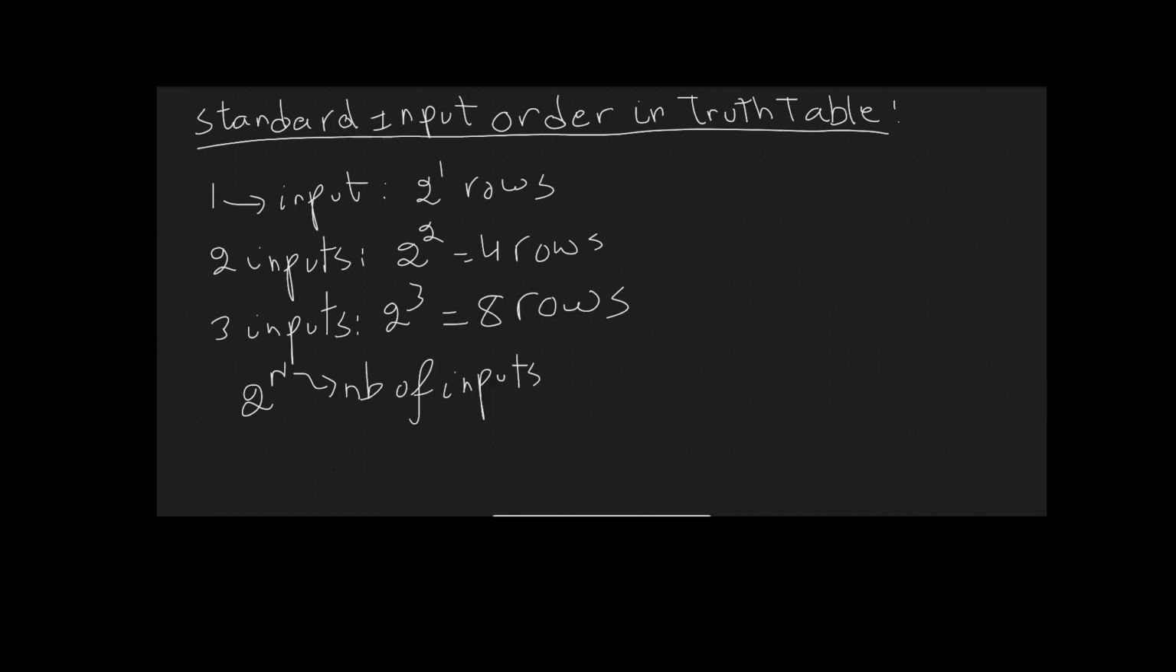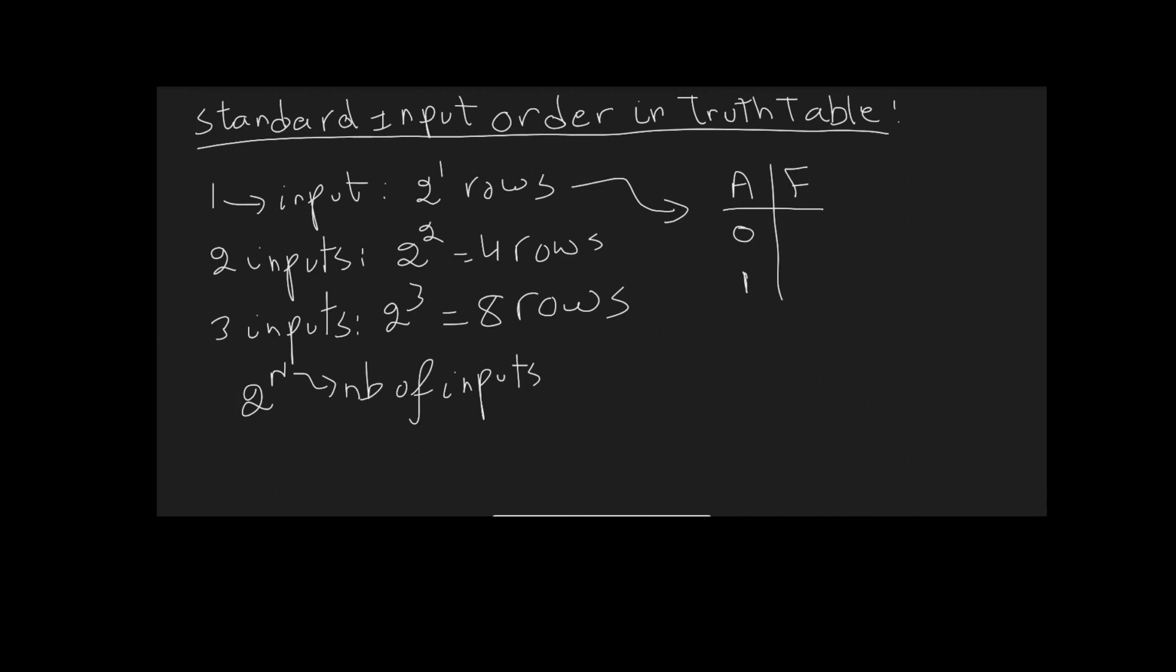But the question is, does the order matter in how we lay out these rows? It does, and there's a standard way we can follow. So let's go over them one by one. Let's start with the simplest one. When we have one input, let's call it A, and one output F, we start with the first option being 0, and the second option being 1.